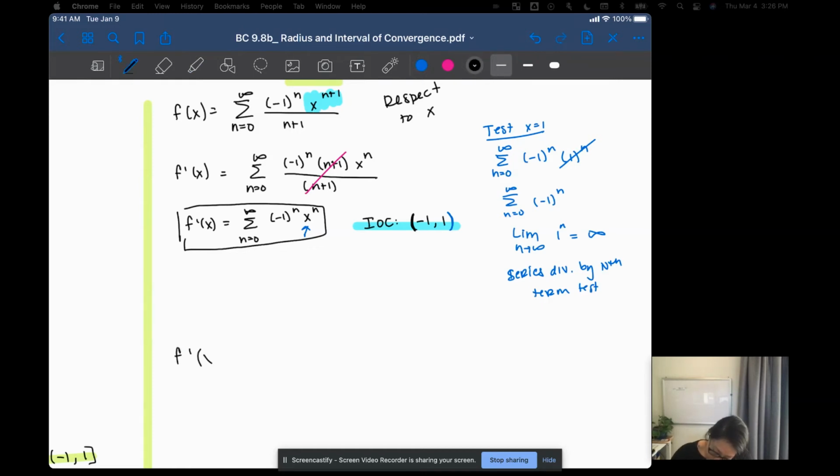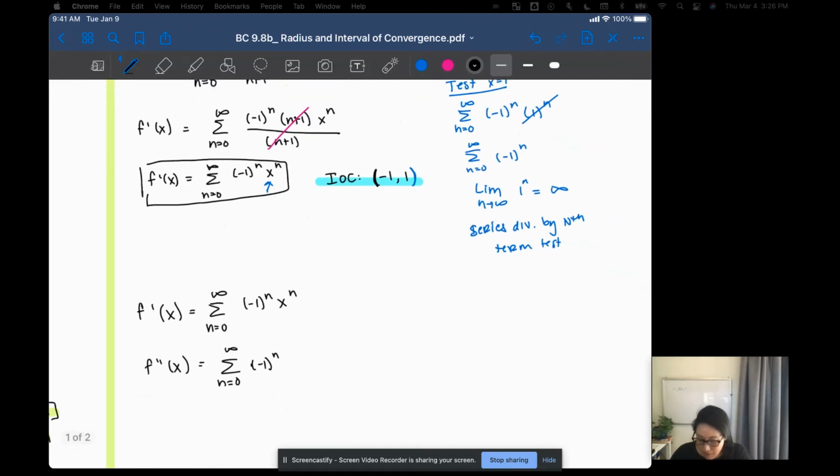Okay, so f prime of x is equal to the sum from n equals 0 to infinity of (-1)^n times x^n. So if I want to take the second derivative, (-1)^n stays the same, and really we're just taking the derivative of x^n. So multiply by n, and then I get x^(n-1).